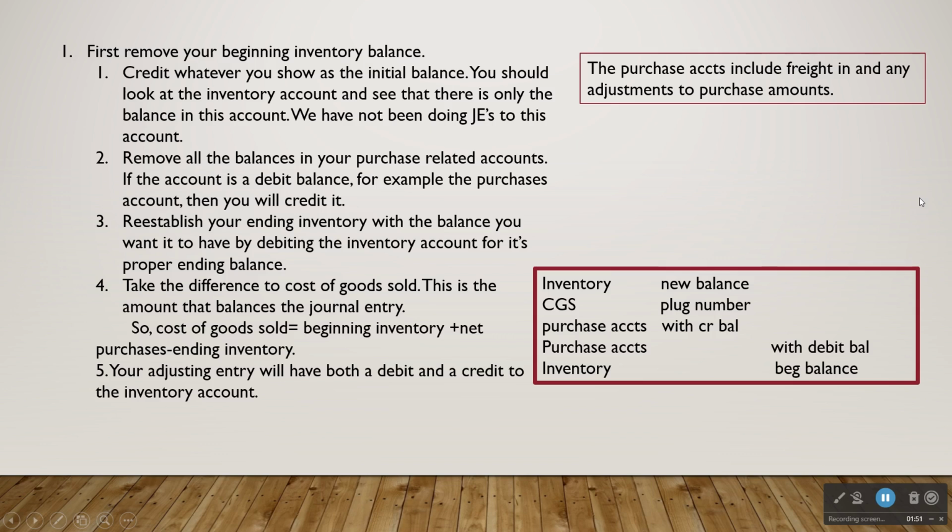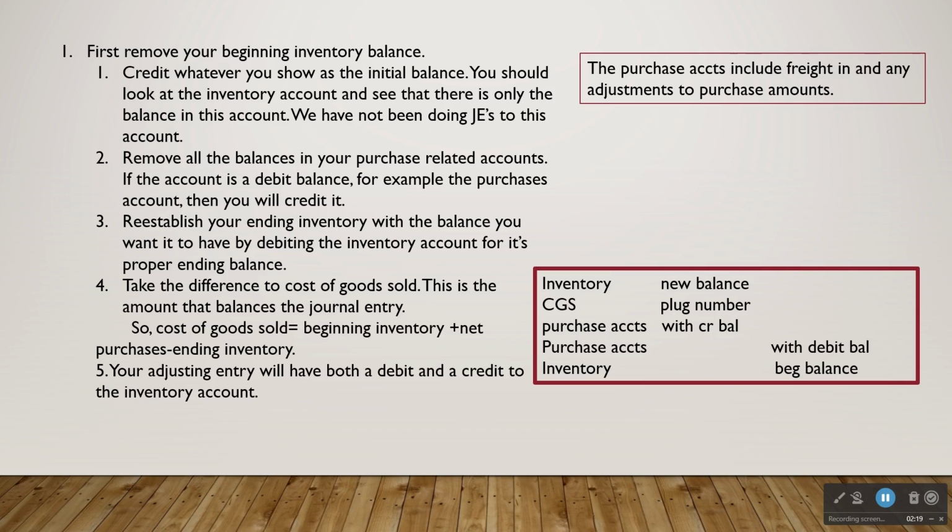First thing you need to do with this adjusting entry is to remove the balance in your inventory account. So you will credit for your initial balance. If you're working in the SUA packet, you will look at the inventory account, and you can see that we haven't done any journal entries that affect that account. So really you're going back to the beginning balance and you're removing that balance.